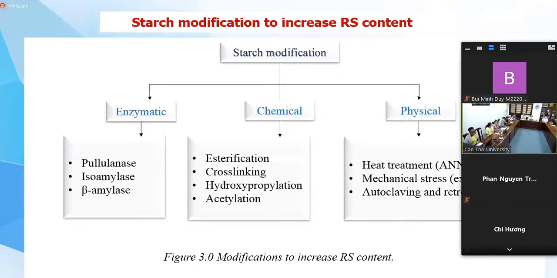So because we now know that starch is very important in our health, and we know resistant starch is not easily found in most of the food, there are some methods which we can use to modify so that we increase the content of resistant starch in the food that we consume. We have enzymatic methods, chemical methods, and physical methods.